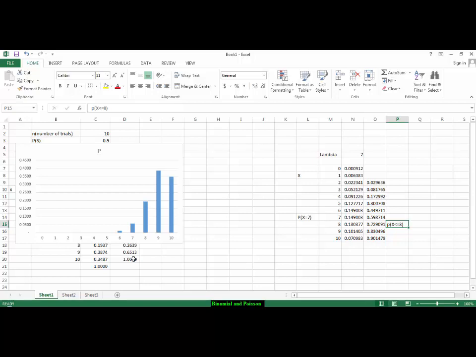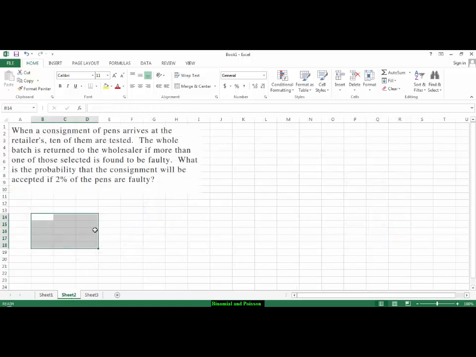Now let's do two examples, one for the binomial distribution, one for the Poisson distribution. The first example says that when a consignment of pens arrives at the retailers, 10 of them are tested. The whole batch is returned to the wholesaler if more than one of those selected is found to be faulty. What is the probability that the consignment will be accepted if 2% of the pens are faulty?